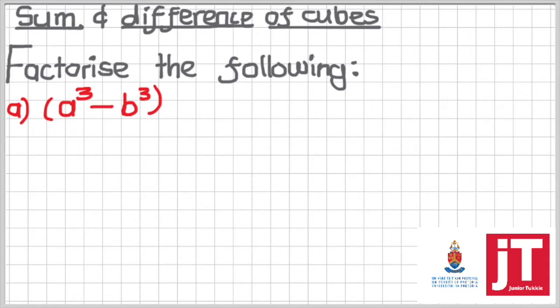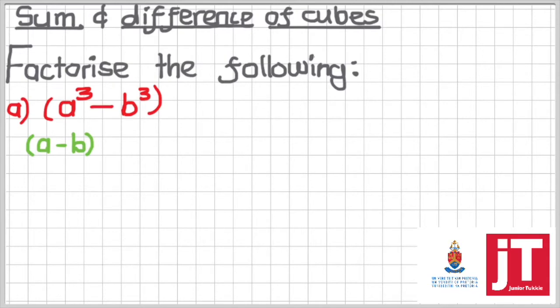Looking at any difference of two cubes, we need to know from theory that upon factorizing, we always get two brackets, one of which is a binomial and the other a trinomial. Let's start with the binomial part. From that difference of two cubes, we're going to get a minus b from the binomial part.